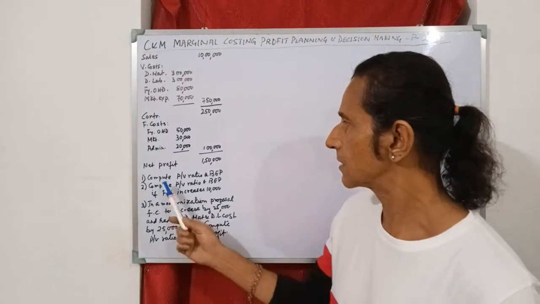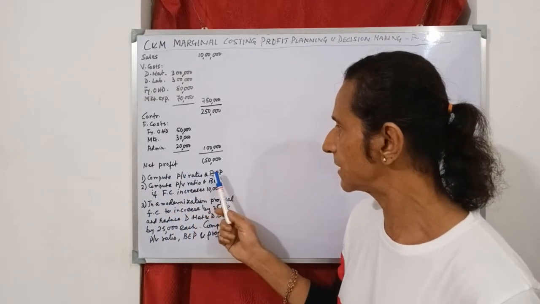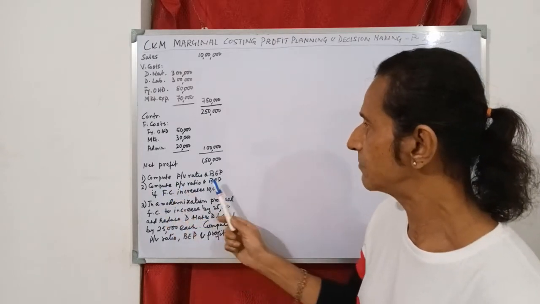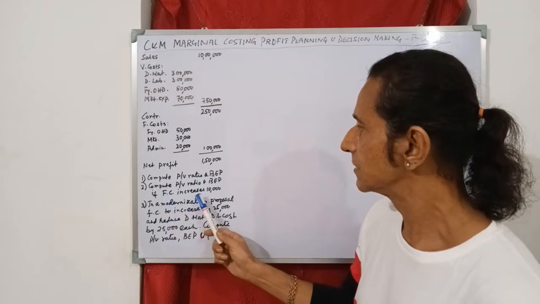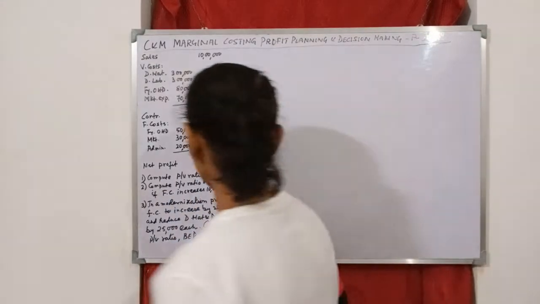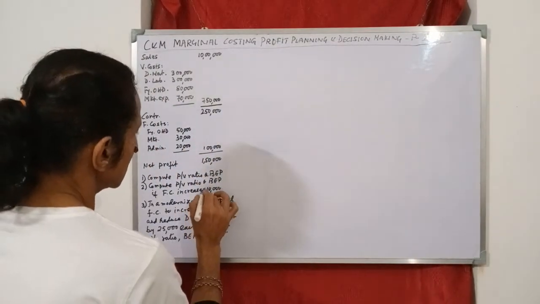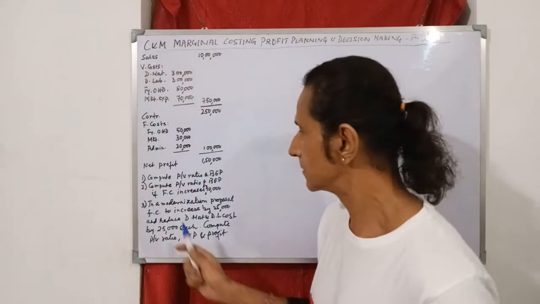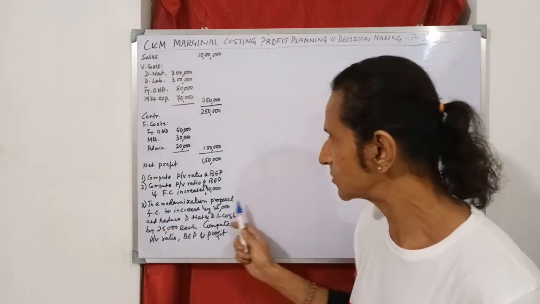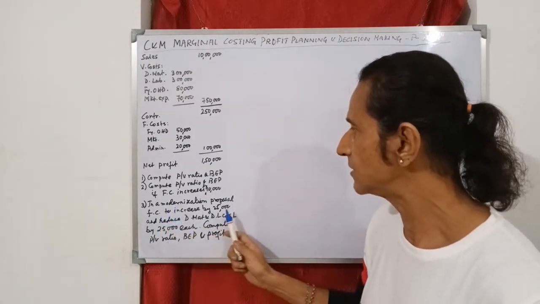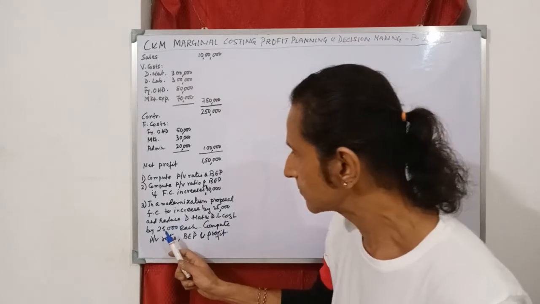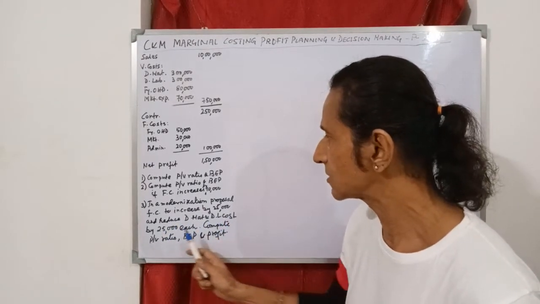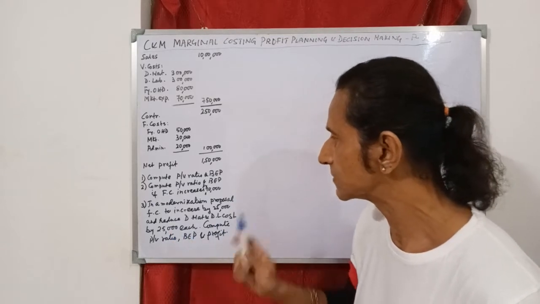Number 1, compute PV ratio and break-even point. Number 2, compute PV ratio and break-even point if fixed cost increases by 10,000. And number 3, in a modernization proposal, fixed cost to increase by 25,000 and reduce direct material and direct labor cost by 25,000 each.